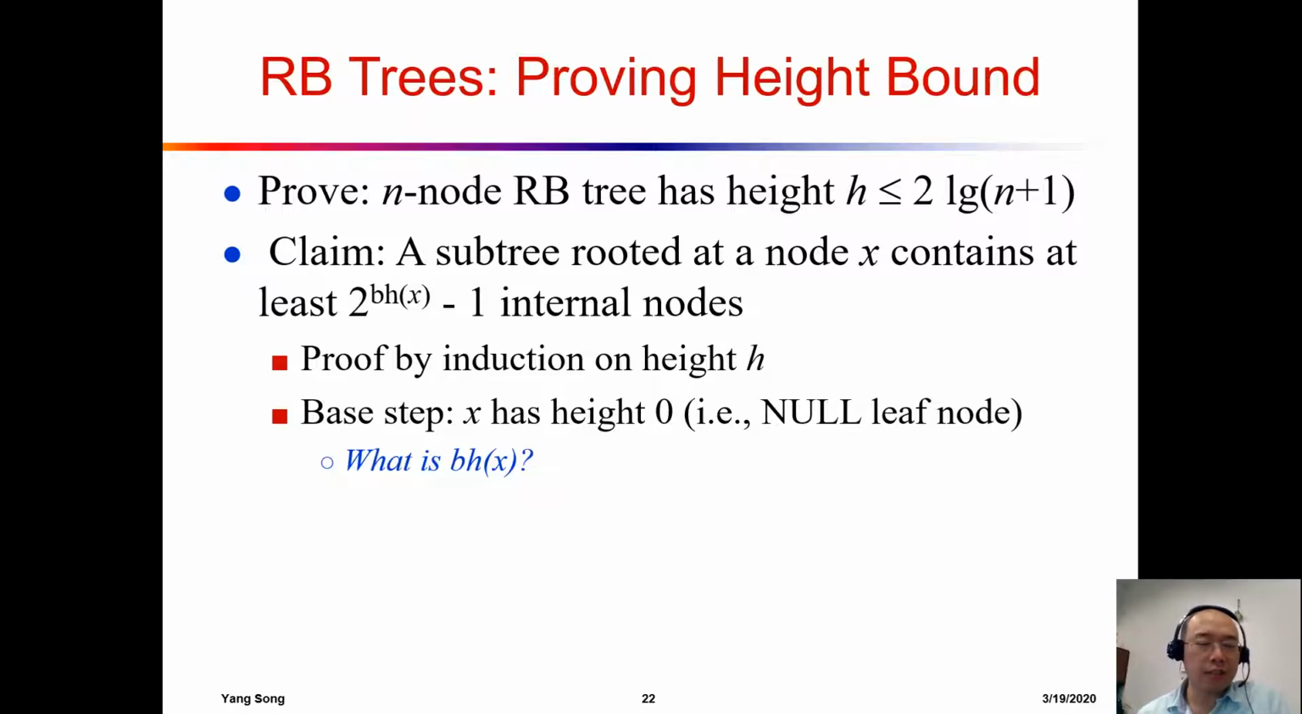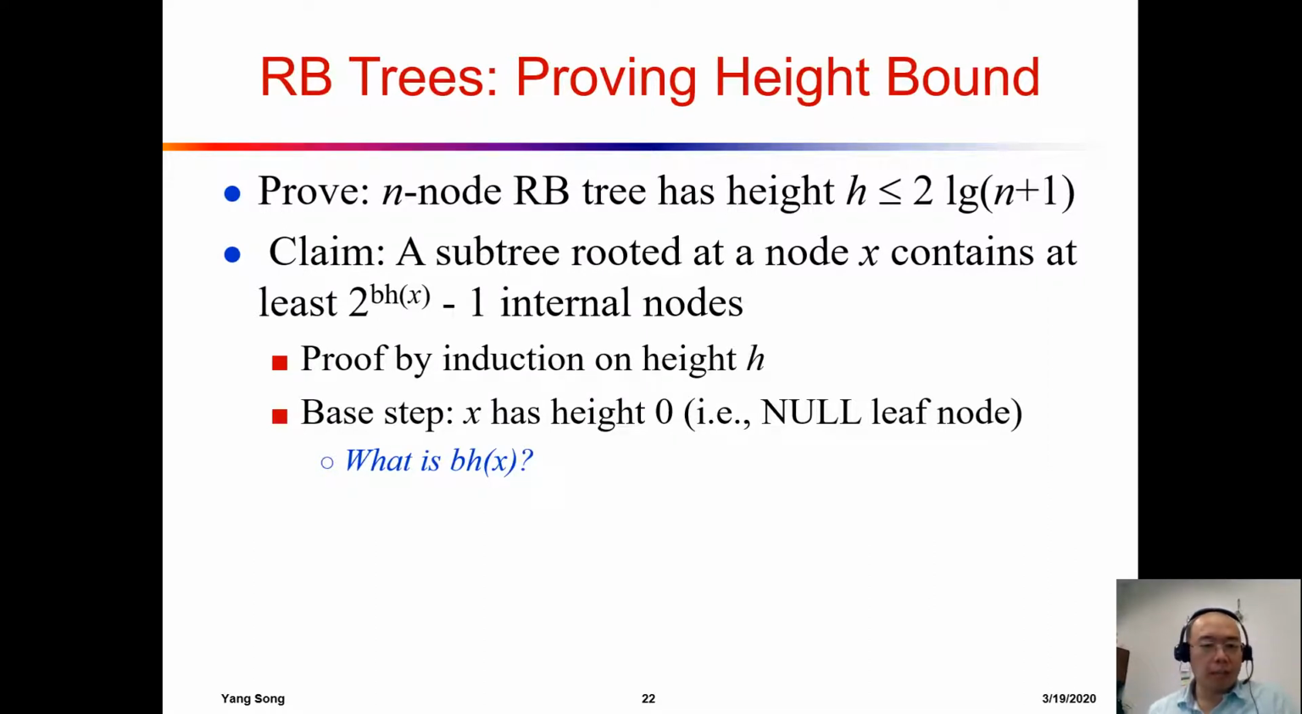The base case will be, well, if x itself has a height of 0. So if a node has a height of 0, and we are talking about the Red-Black tree, that is a fake leaf, or, well, we can say it is a null leaf node, because that is not usually the leaf we are talking about. That is the additional level of leaf we added in the Red-Black tree.